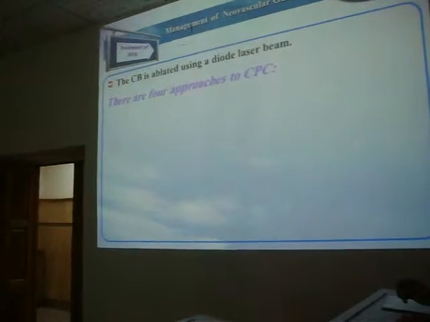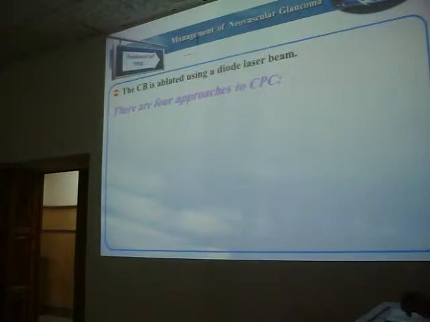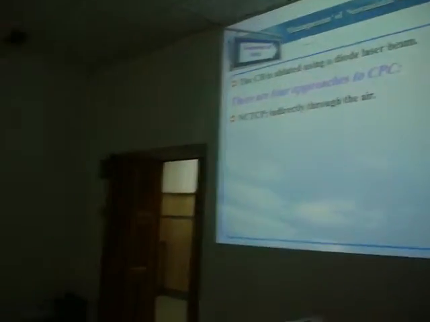There are 4 approaches of cyclophotocoagulation. Either non-contact transscleral cyclophotocoagulation, which is indirectly through the air, or contact transscleral cyclophotocoagulation directly through a fiber optic placed in contact with the eyeball. Transpupillary cyclophotocoagulation, endoscopic cyclophotocoagulation. This cyclophotocoagulation is applied for patients on maximum medication with inadequate control. Filtering procedure obtains low visual acuity and optical.